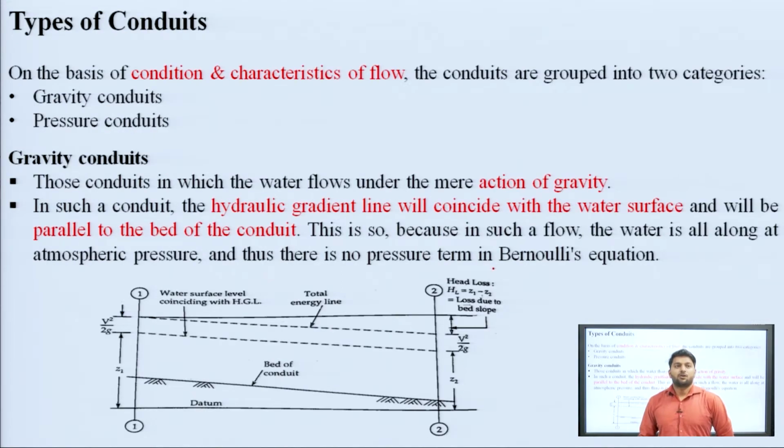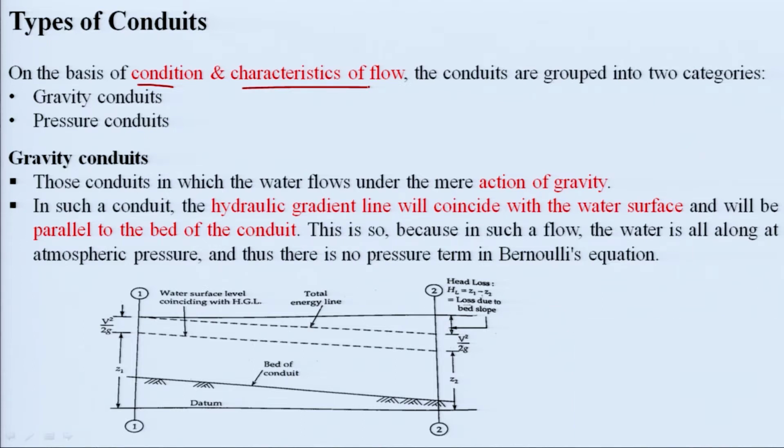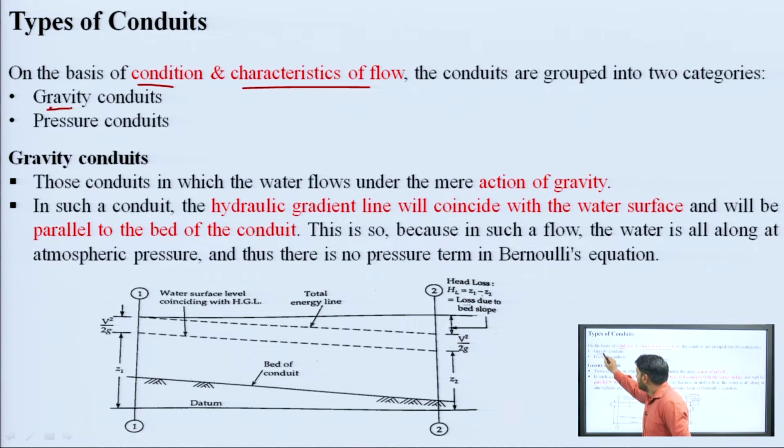Next is, what are the various types of conduits. Basically on the basis of conditions and characteristics of flow, the conduits are grouped into two categories. First one is a gravity conduit and next one is a pressure conduit. As mentioned, the classification is based on conditions and characteristics of flow.